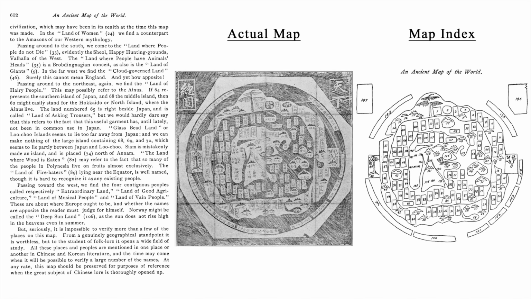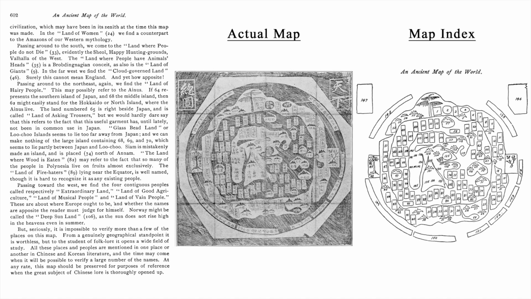Passing around to the northeast again, we find the land of hairy people. This may possibly refer to the Ainus. If 64 represents the southern island of Japan, and 68 the middle island, then 62 might easily stand for the Hokkaido or North Island, where the Ainus live.